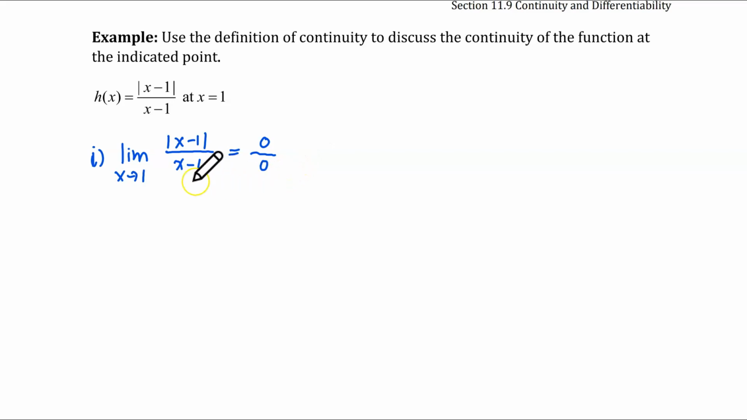And to evaluate this limit, since we have an absolute value here, we would need to split our limit into two sides. We would need to evaluate the limit of this function as x approaches 1 from the left, and also find the right-hand limit as x approaches 1 from the right.